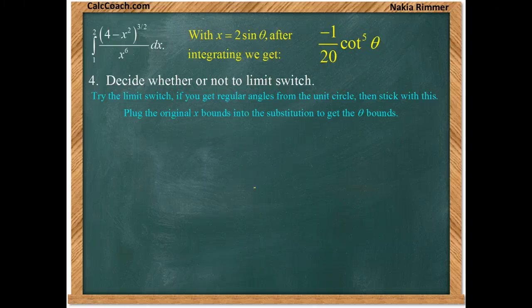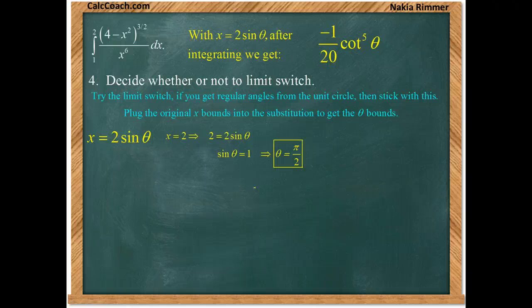So what are you going to do? Taking a step down the limit switch road is for you to plug the original x bounds into the substitution to get the theta bounds. So first up, x is 2, the upper limit. You plug that into your substitution, 2 sine theta, and you get 2 is 2 sine theta. That means sine theta is 1. That happens at pi over 2.